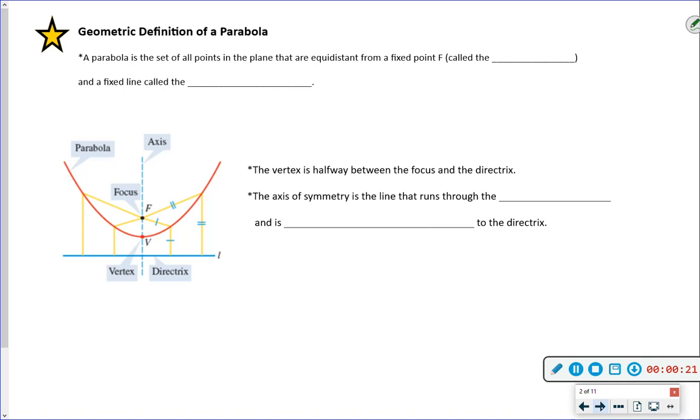Okay, so parabola, and I wish we had color copy machines because it looks so much nicer in color on mine. So of course a parabola, you can read it at the top, set of all points in the plane equidistant from a fixed point F, called the focus. That's our new exciting point we're going to find. And a fixed line called the directrix.